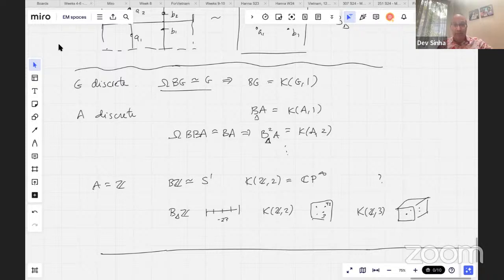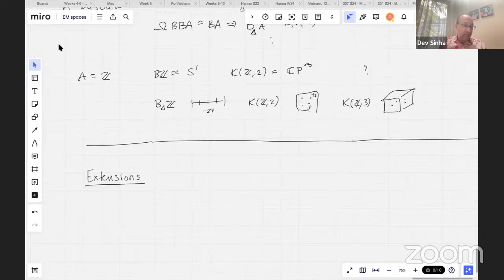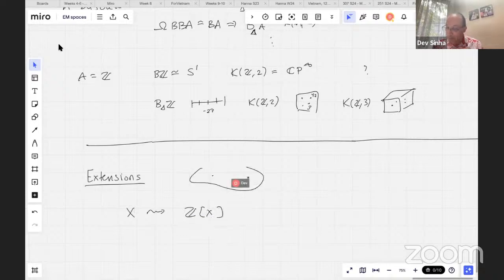ideas related. Extensions of these ideas. I'll be fairly quick. So namely, if X is any space, I can take points in X with, say, integer labels. I could do abelian groups as well. So that's just going to be a union of X to the k.